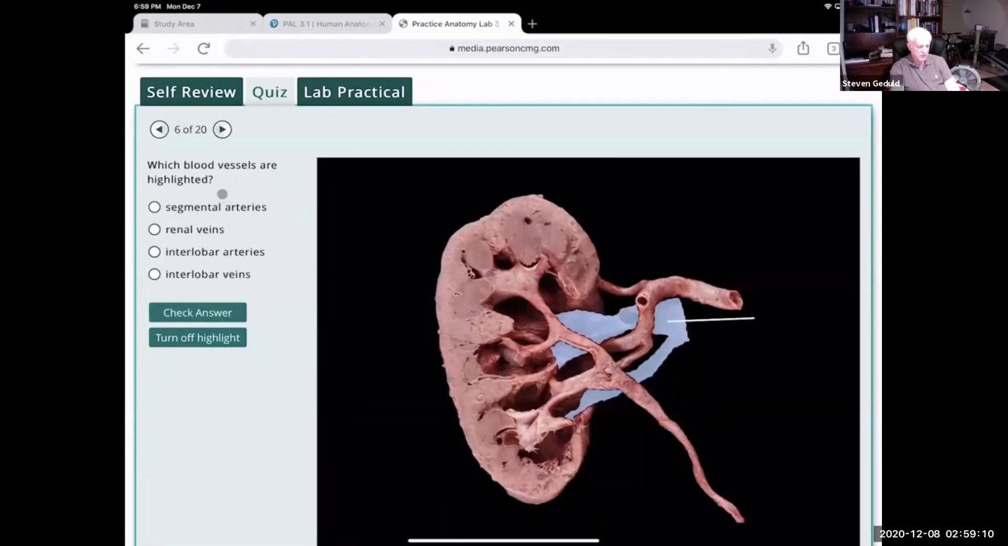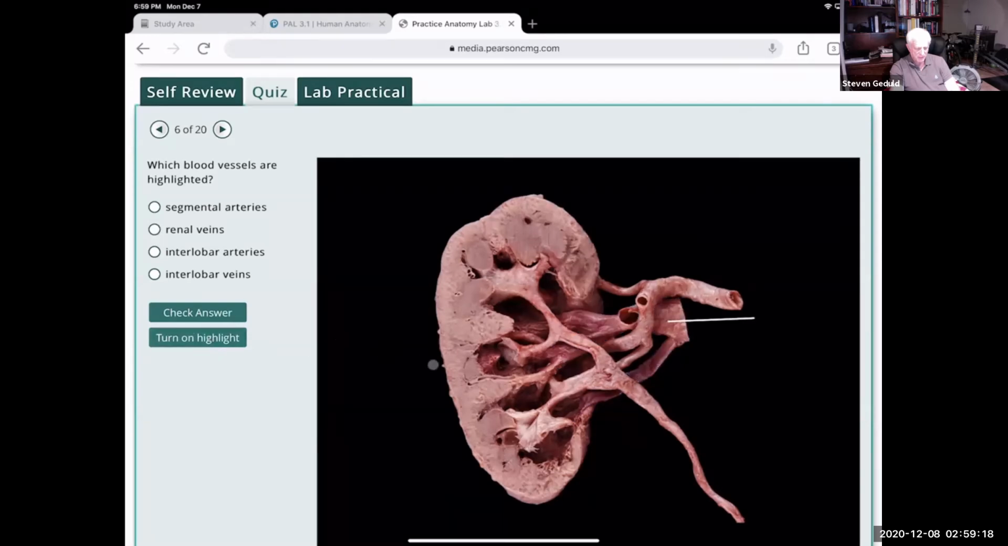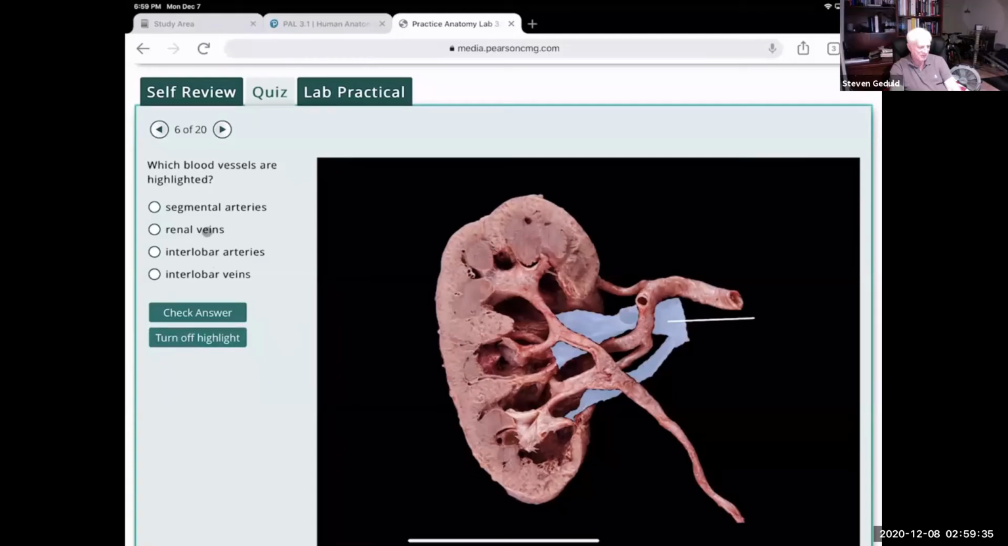Six. What blood vessels are highlighted? Yeah, I say the renal veins. But they're going to say interlobar veins. Yeah, interlobar is right here. But I say this is the renal veins. Yes. Or interlobular. I think that's how Ethan was saying it. Must be the interlobular then. Okay. What did we say? They were renal veins? Renal veins. Yep. Got it.